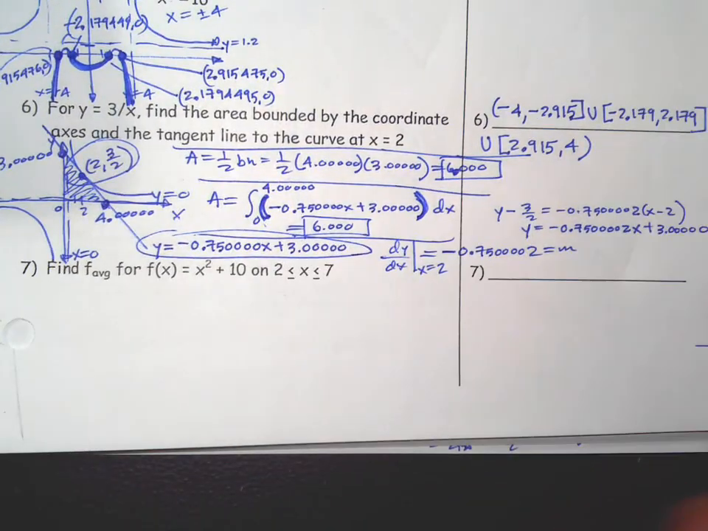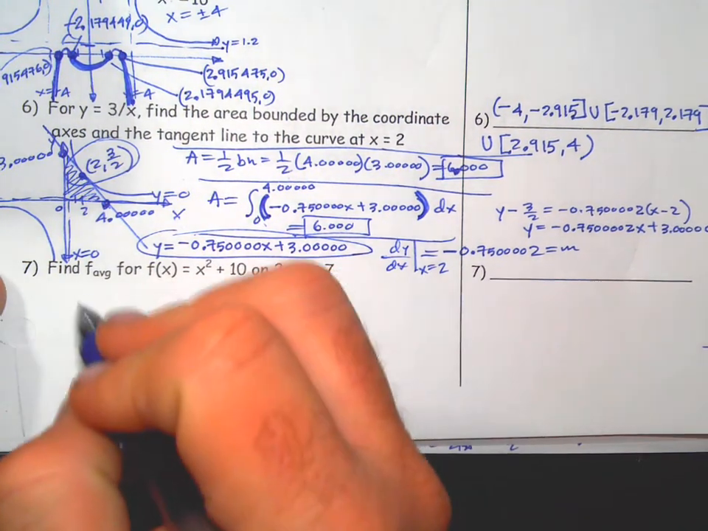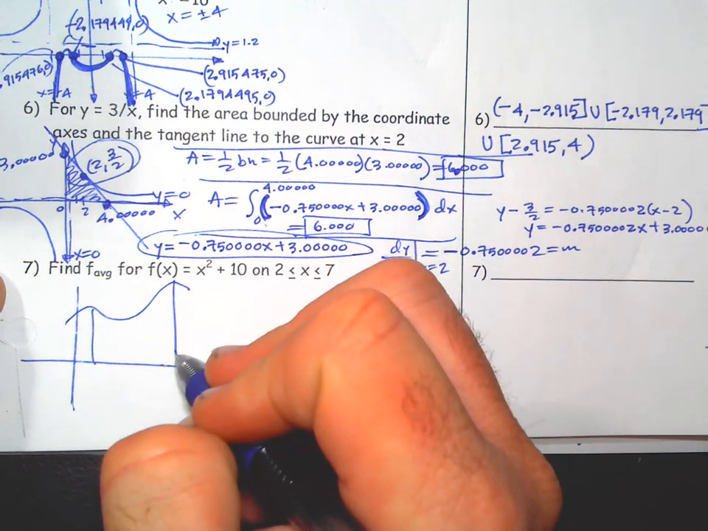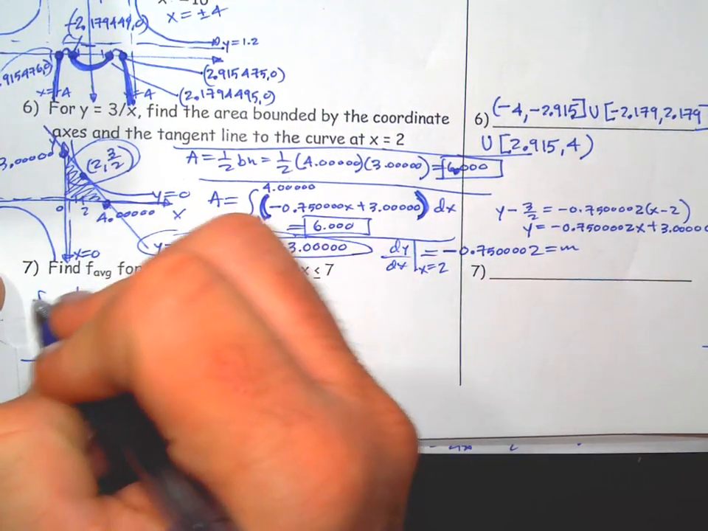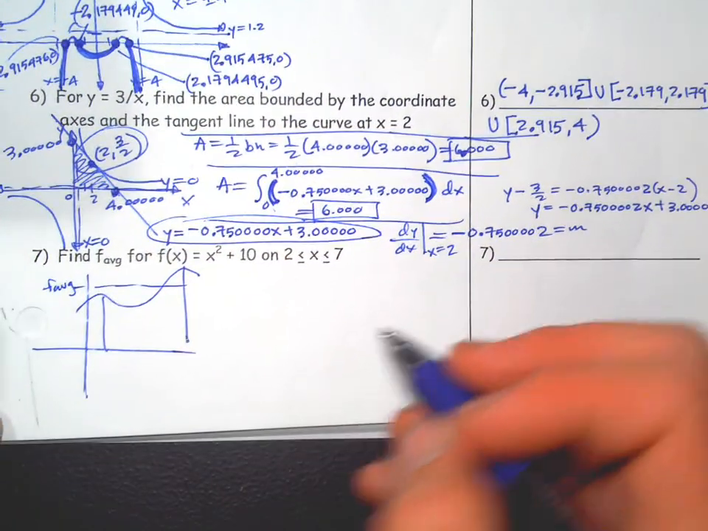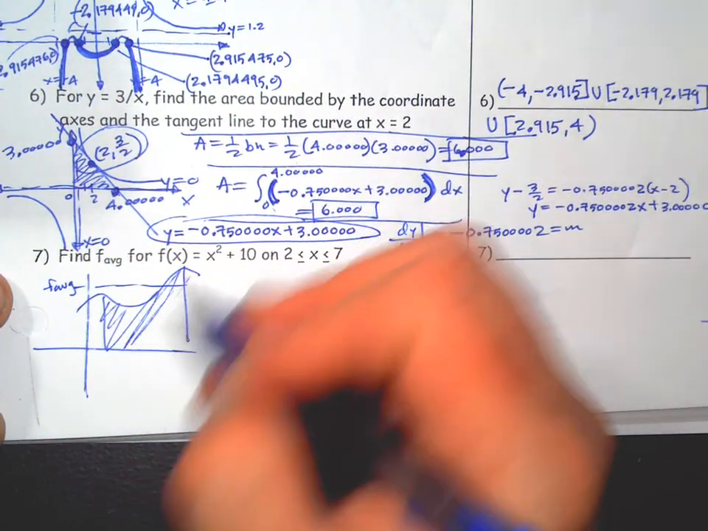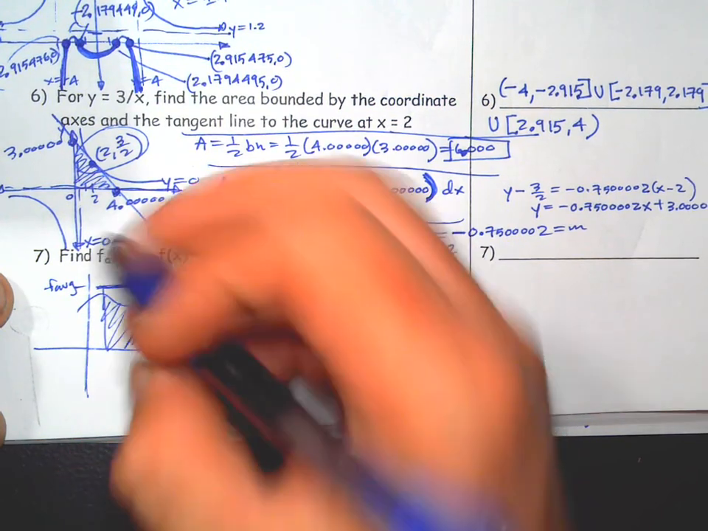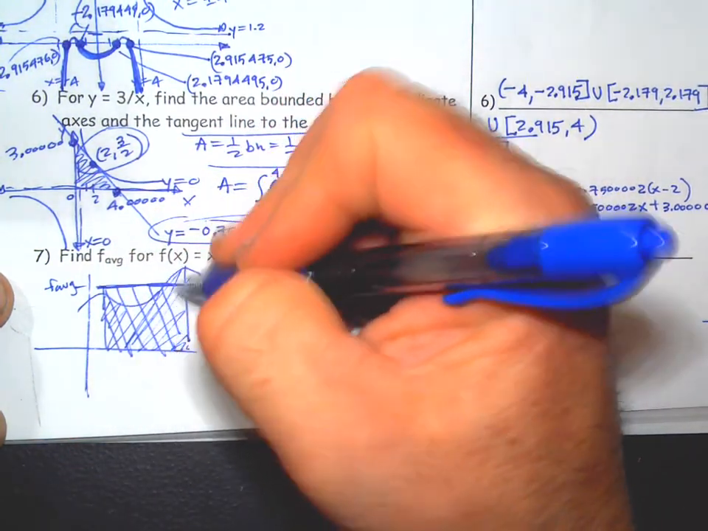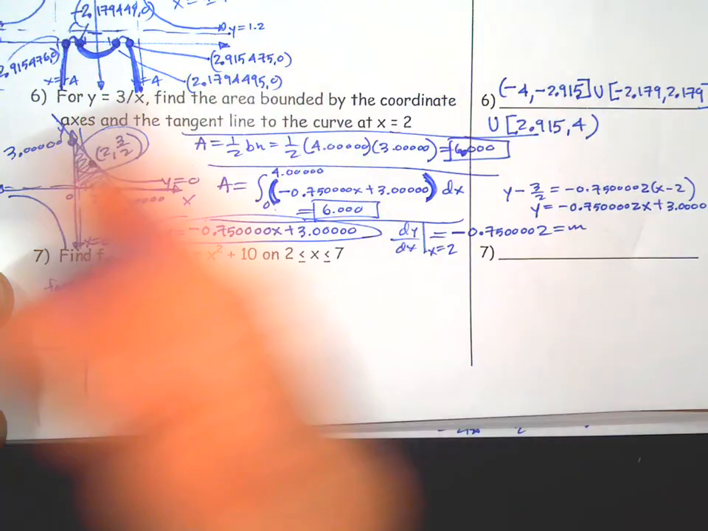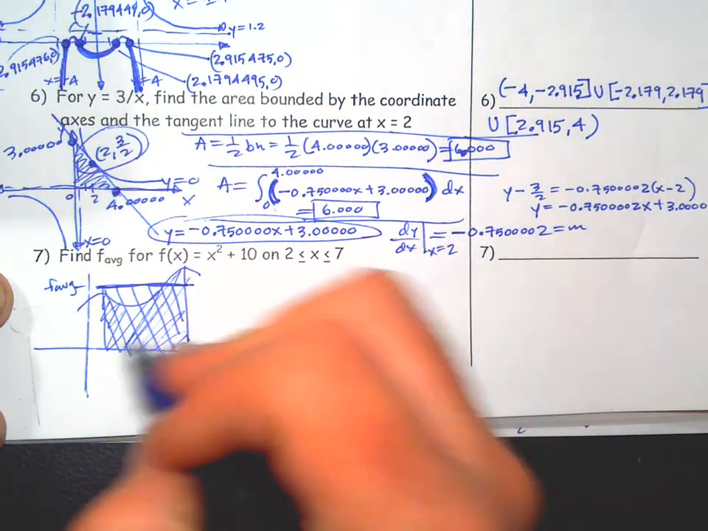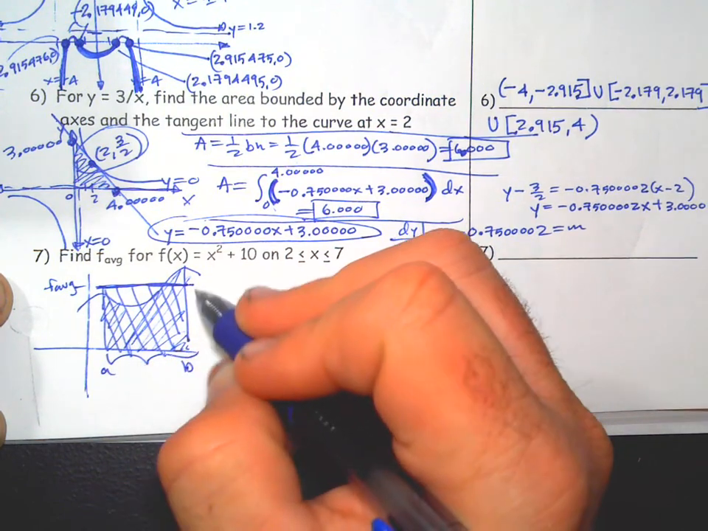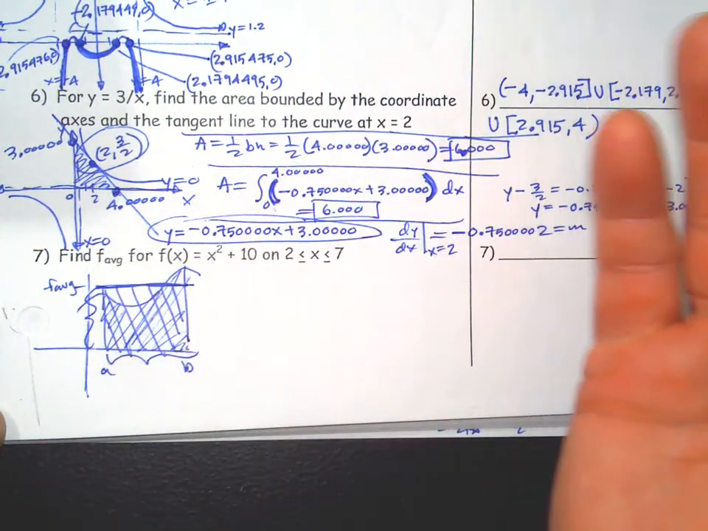Now, F average is this idea I was talking about before, that like if you have a graph, you want to find the average height of it. That's what F average is. Now, the way we do it is we say, okay, well, let's find the area underneath it. Let's smooth it out. It's going to be like a rectangle. Same area though, right? Same area as what was under the curve before, just leveled out. It's a rectangle though, and this is the base, and the height of the rectangle is F average.